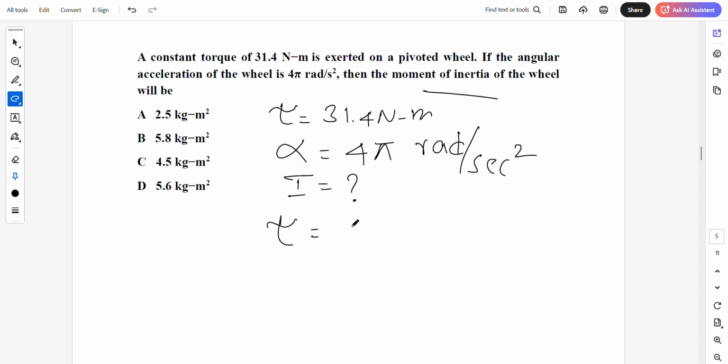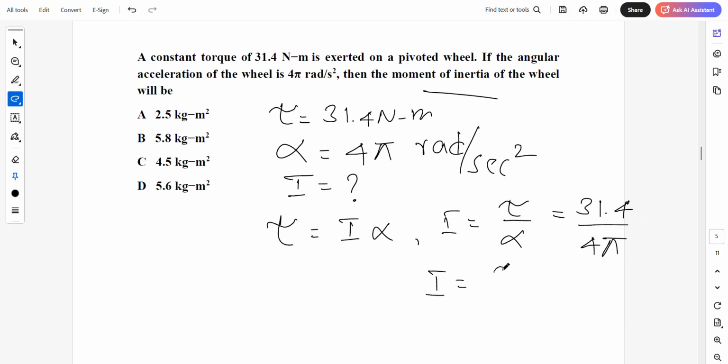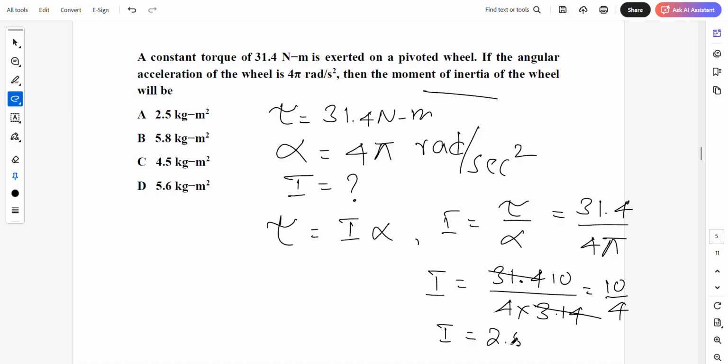We know that tau is equal to I into alpha, right? I is equal to tau by alpha. How much is tau? 31.4. Alpha is how much? 4 pi. Therefore, I is equal to 31.4 divided by 4 into pi, write down pi as 3.14. So 10 times, I can cancel. 10 by 4 is how much? 10 by 4 is equal to 2.5 kg meter square, is the right answer.